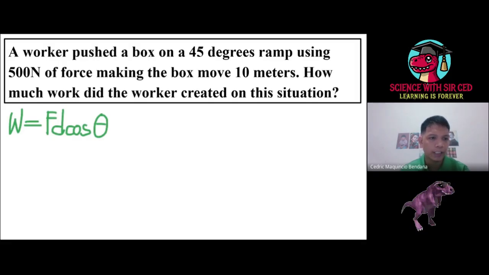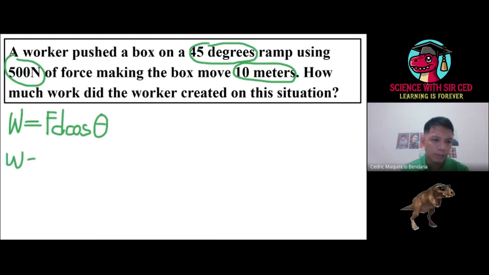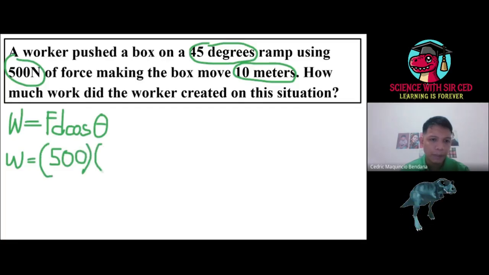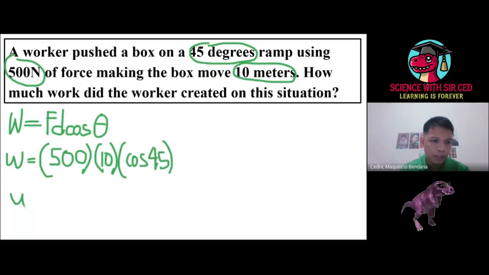Okay, let's check if the variables needed are all present. Do you have force? Yes, this is your force. Do you have displacement? Yes, this is displacement. Do you have angle? Yes. So meaning everything is present. What we need to do is just substitute. Force is 500, multiplied by displacement, which is 10, multiplied by cosine angle of 45. Okay, let's maximize the power of our calculator. Let's do it together. Open parenthesis, 500, close parenthesis, open parenthesis, 10, close parenthesis, open parenthesis, cosine 45, close parenthesis, click equal sign.